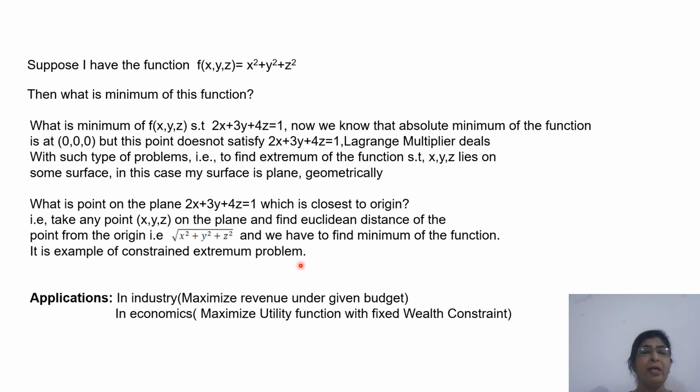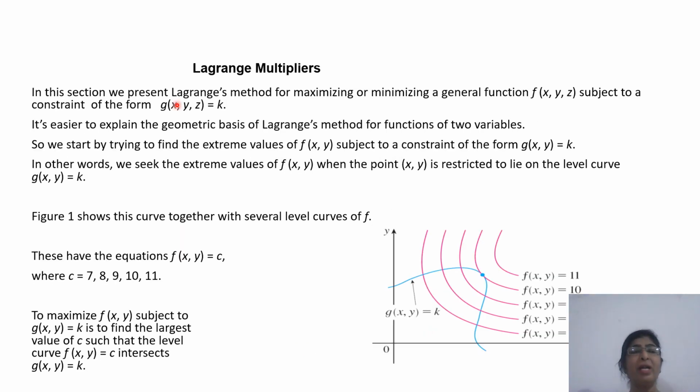Clear? Now where do we use the Lagrange multiplier, or what are the applications of Lagrange multiplier? So in industry, when we have to maximize the revenue under a given budget, we use the concept of Lagrange multiplier. In economics, when we want to maximize a utility function with fixed wealth constraints, we use the concept of Lagrange multipliers. Practical meaning of Lagrange multiplier method.